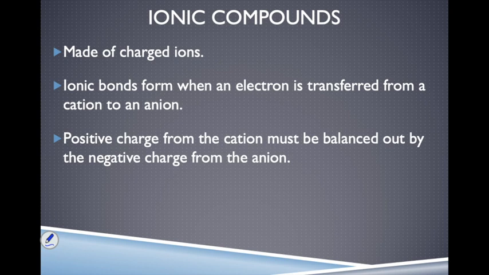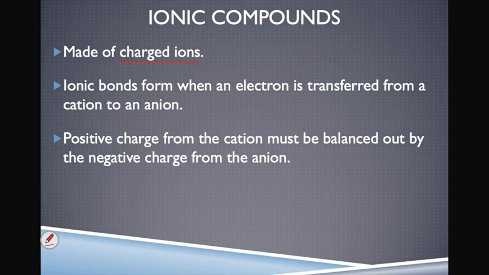Next, ionic compounds. These guys are different from molecular compounds because instead of being made of atoms, they're made of charged ions. Okay, so we're talking about positively charged ions, negatively charged ions, or if you want to use the super sciencey terminology, cations and anions.